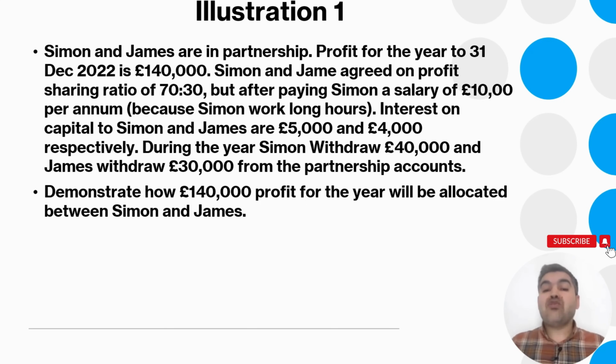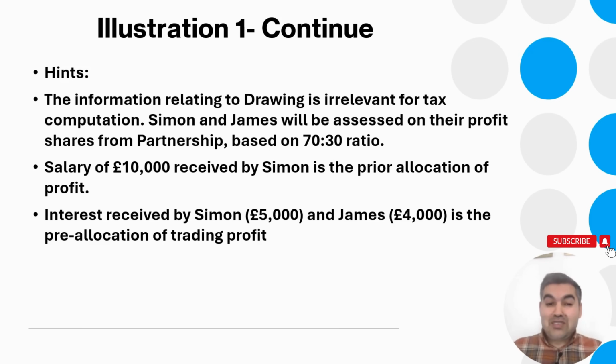Demonstrate how the 140,000 profit for the year will be allocated between Simon and James. Now, very important. The information relating to drawings is irrelevant for tax computation. Simon and James will be assessed on their profit share from the partnership based on 70 and 30 as mentioned in the illustration. The salary of 10,000 received by Simon is the prior allocation of profit. Interest received by Simon of 5,000 and James 4,000 is the pre-allocation of trading profit. So these cannot be treated as expenses. These are just the prior allocation of trading profit.